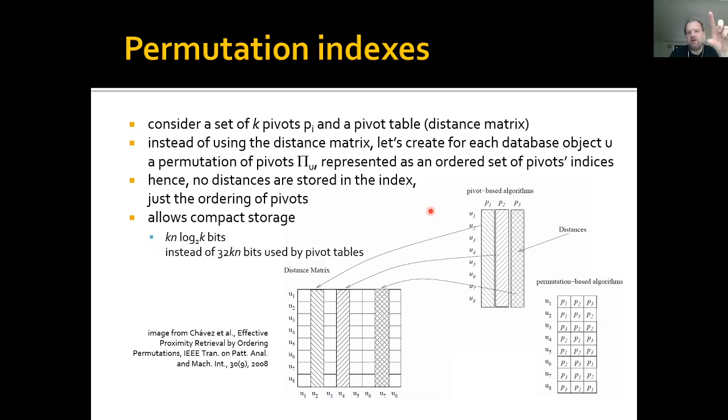So instead of the real values to the pivots, which we already have in the pivot table, we can just say, okay, I don't care about the real value of the distance to the pivot, but I only want to see the ordering of the pivots. And this is basically the permutation of pivots with respect to an object. The object is in space and has an order of pivots from the closest to the farthest.